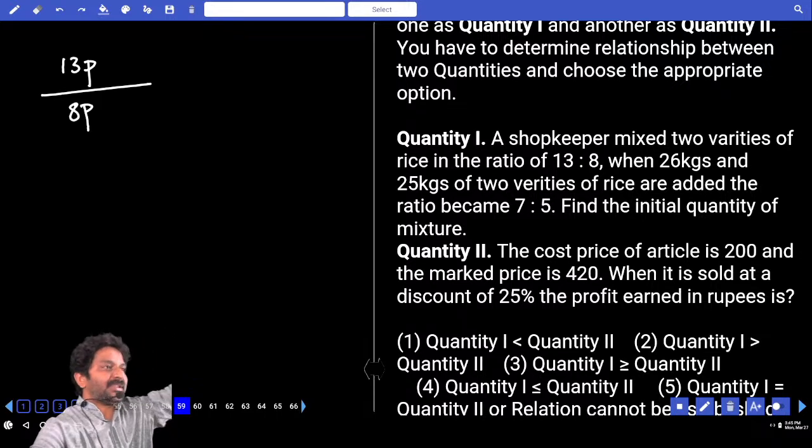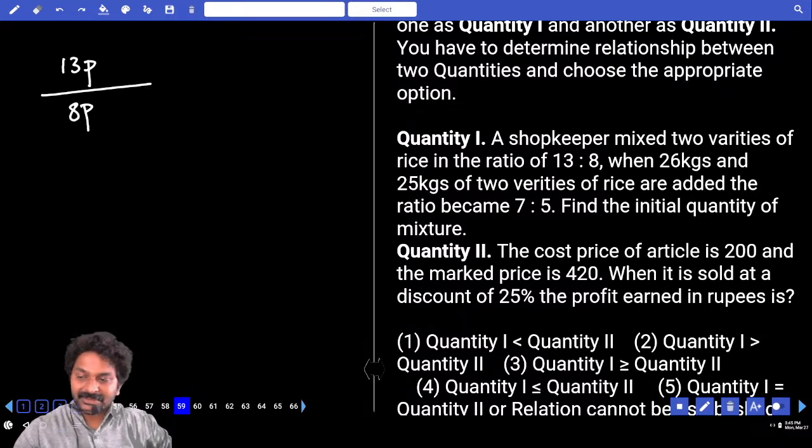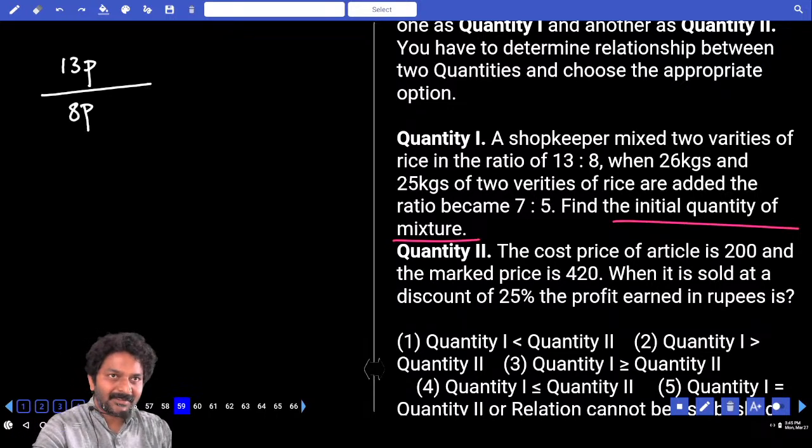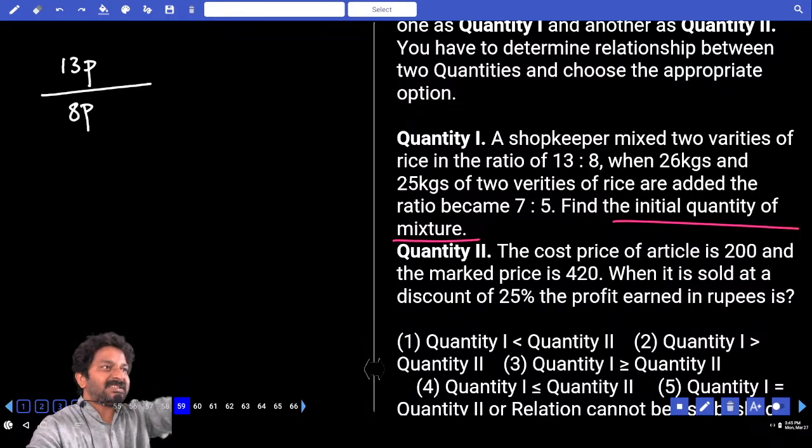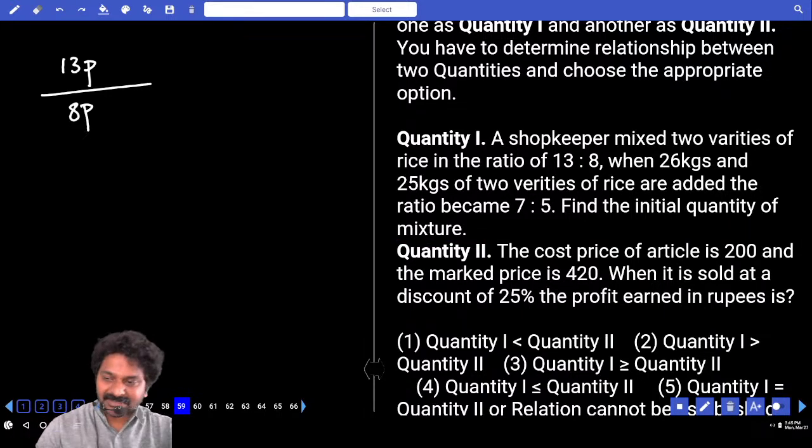See, if it is a quant question, we can verify 21 multiplication. The question is about initial quantity in the mixture, which is 13 parts and then 8 parts, both together 21 parts. So the answer must be a multiple of 21, meaning we will verify 3 multiples and 7 multiples. We can do that, but here options are not there, right? So we have to calculate. That's what I was telling you.